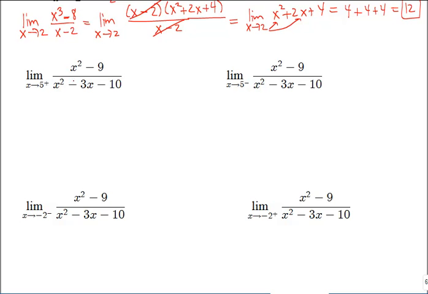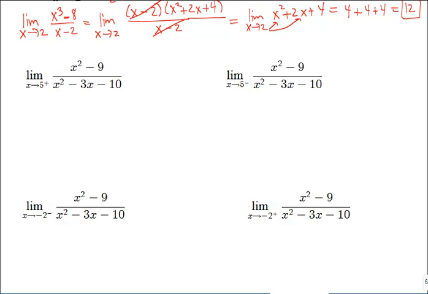Okay, let's take a look at the next one here. I want the limit of this function here as I approach 5 from the right-hand side. Now, I see a lot of quadratics here, so you can go ahead and plug in right away, or you can factor right away. It's kind of up to you.